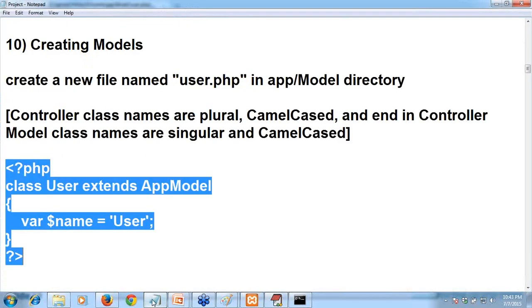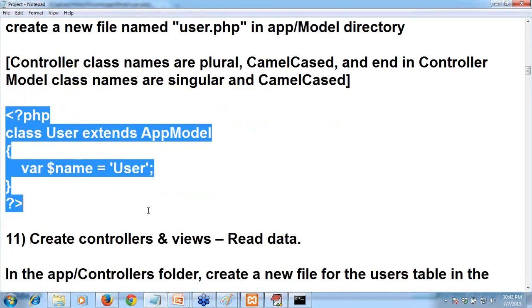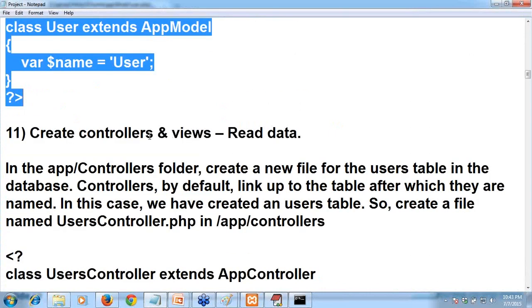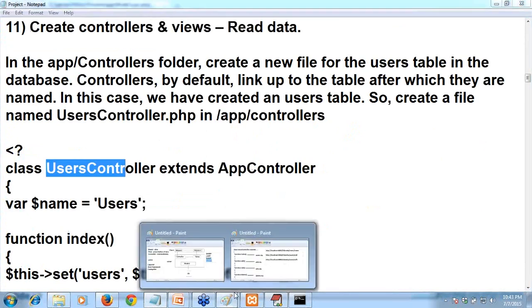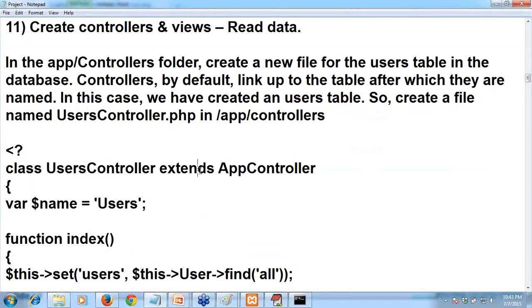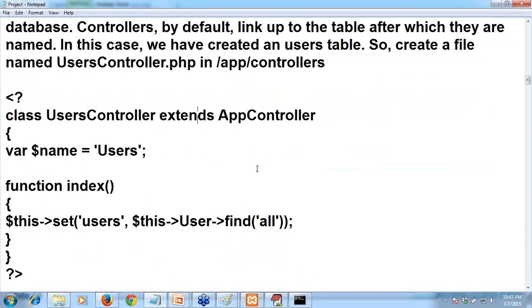We created the user. Then after that, create controller and views. So what is the name of the controller? Users controller. That's what I showed you in the demonstration. Users controller extends app controller. The child class is app controller. Previously it was app model. This is the table name.